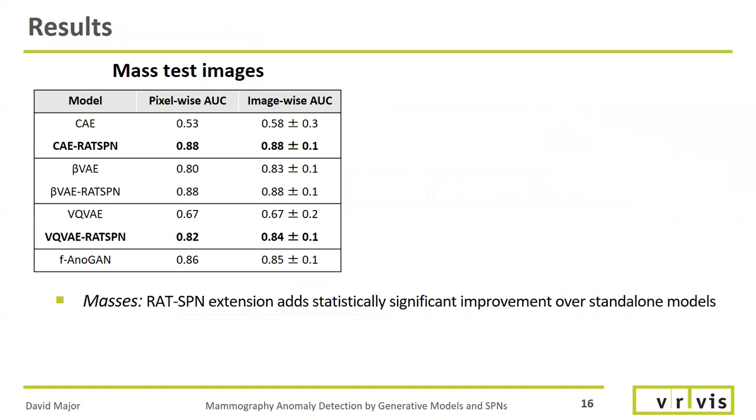Here we show our quantitative results. We calculated pixel and image-wise AUCs of anomaly scores at healthy and anomalous pixel positions using pixel-wise ground truth information. It is visible that for the mass set, there is a statistically significant improvement for the convolutional autoencoder and the vector quantized variational autoencoder setups over the standalone assessment.